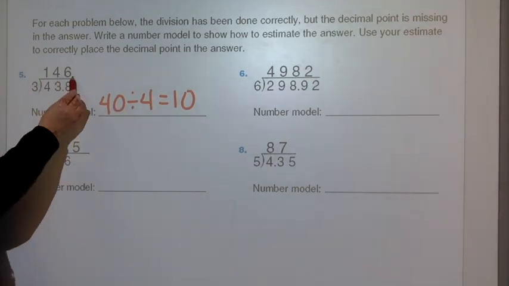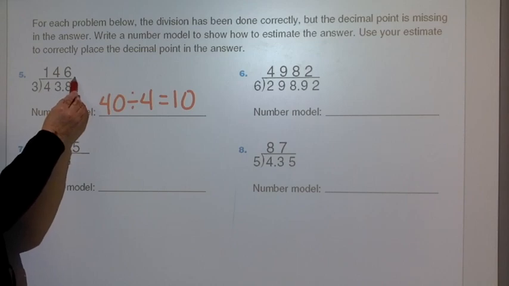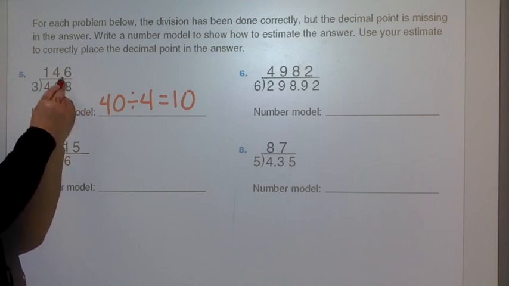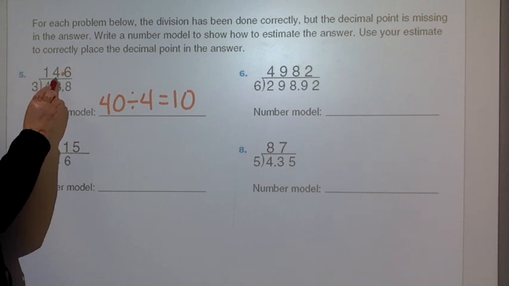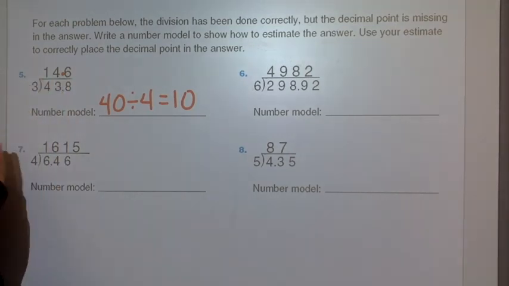If I put my decimal point here, that would be 146. No way. If I put my decimal point here, that would be 14 6/10. 14 whole 6/10 of another one. That is close to 10. Done with that problem. Isn't this fun?